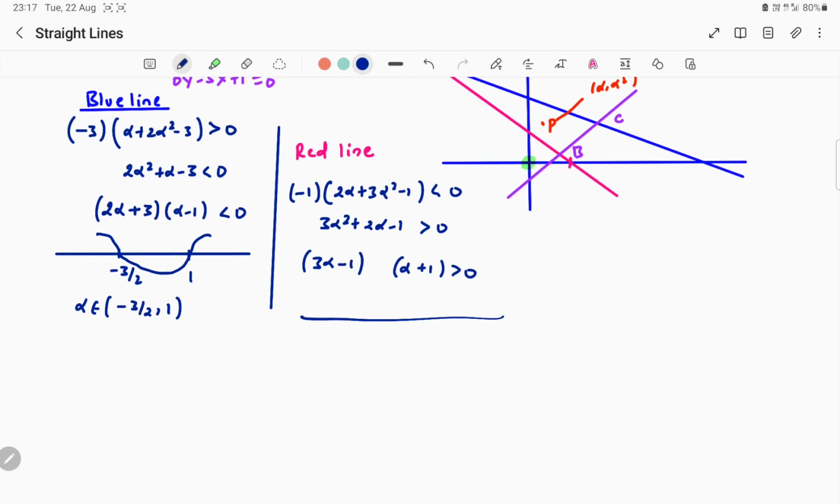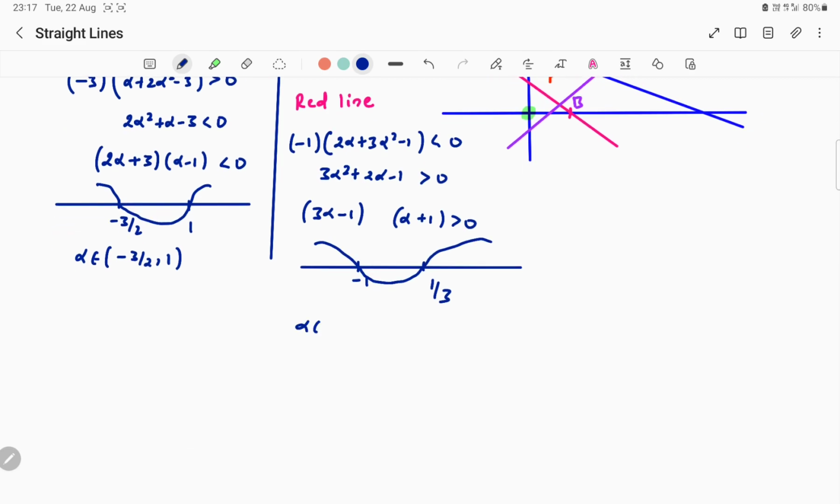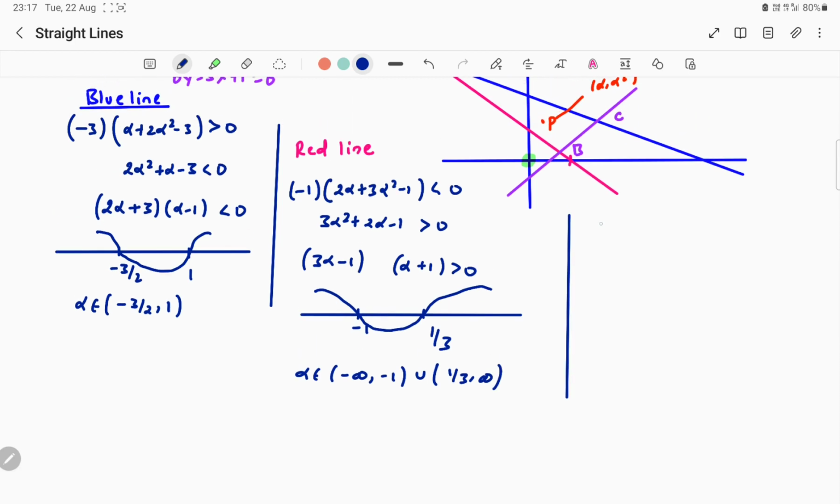So when you solve this, again it is what? It is minus 1 and 1 by 3. So anything after this and anything before this. So alpha belongs to minus infinity to minus 1 union 1 by 3 to infinity. Okay, and next we can solve it for what? Purple line.